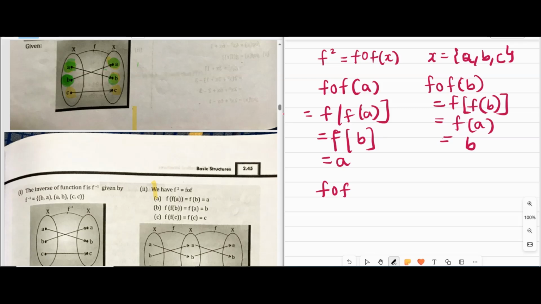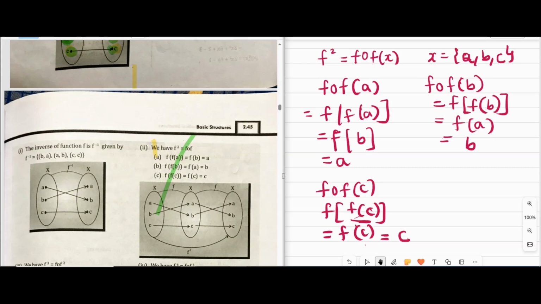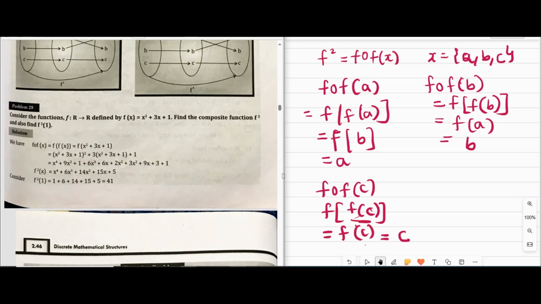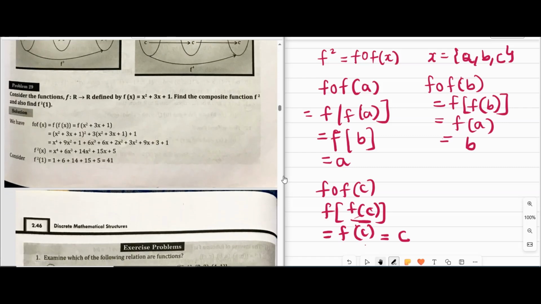Then f of c. f of c will be f of bracket f of c. Now what is f of c? f of c is c itself. So in this place we are writing c value. Then what is f of c? f of c is c. That's it. This is f square. Same way you will be doing for f cube and f to the power of 4. Just go through with that. So the last we will do this problem.